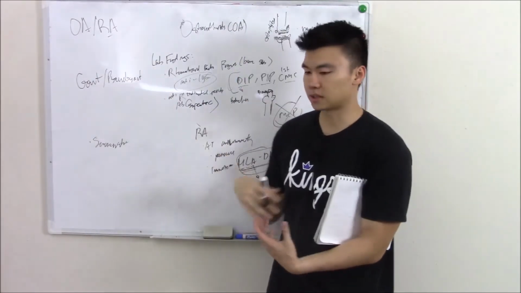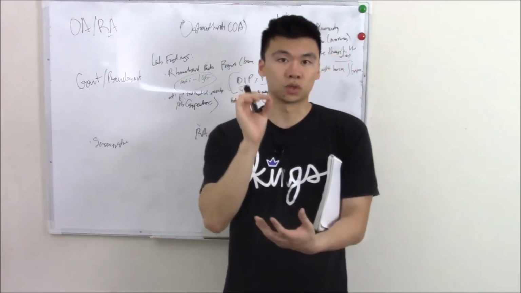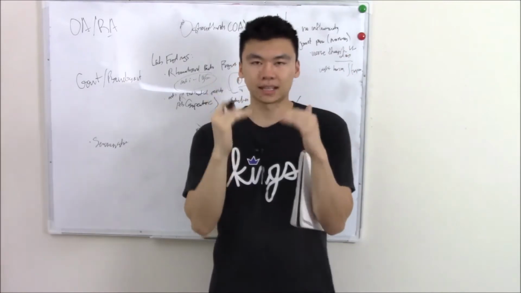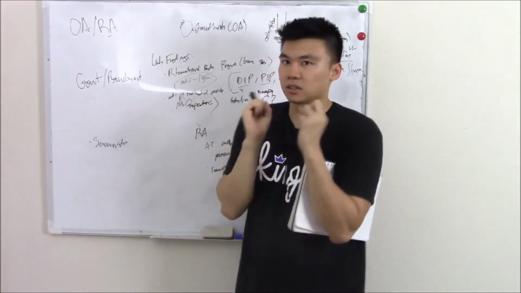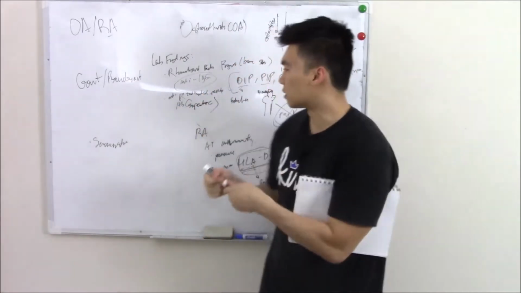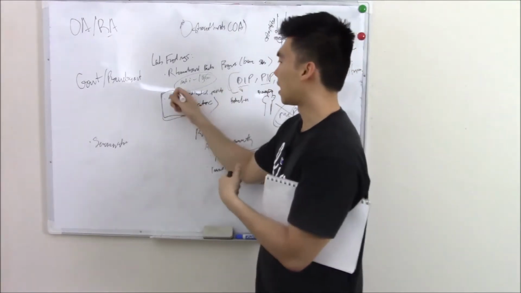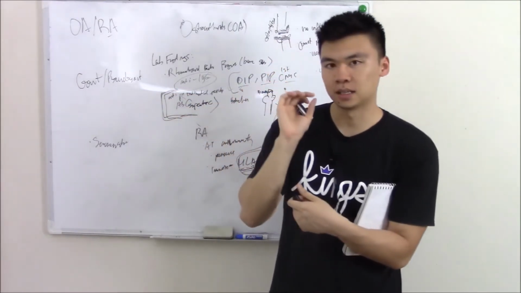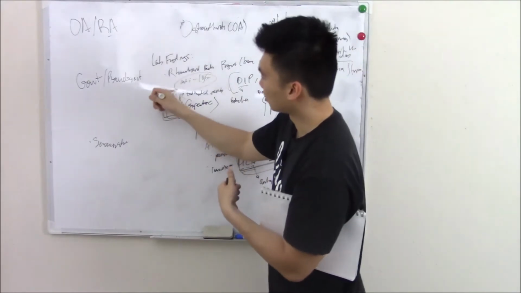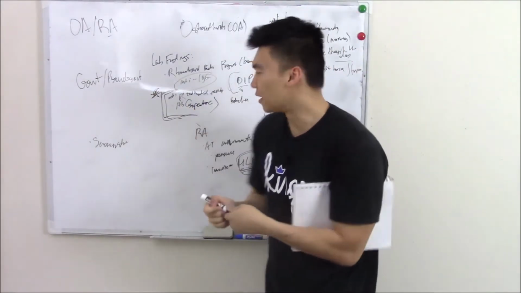I've seen a lot of questions about this. They'll talk about something that's RA and ask you what's the most specific lab test you want to do. And when you read the answer choices, you see rheumatoid factor and you kind of want to jump to it. Don't jump to it. That's not the more specific one. Anti-citrullinated peptide is more specific. I'm going to put a star right here. Hopefully you remember that. Those are your lab findings.